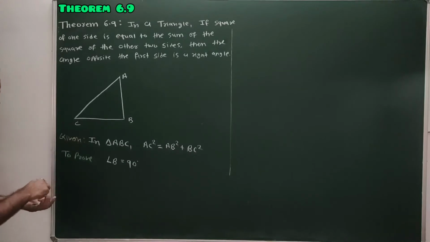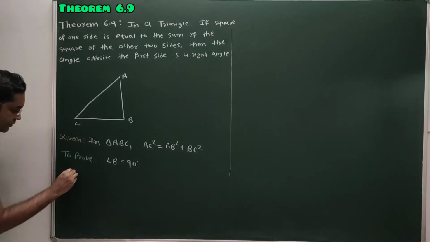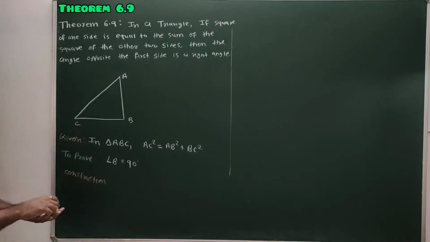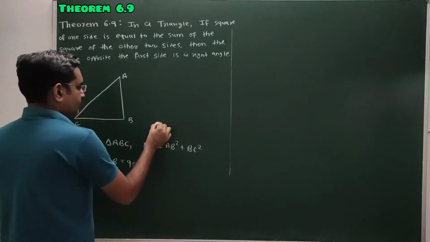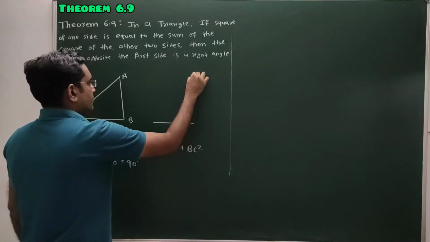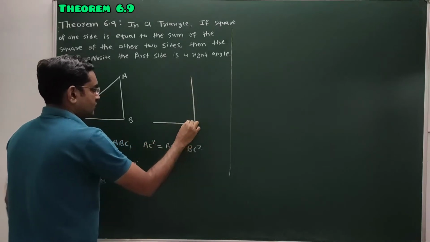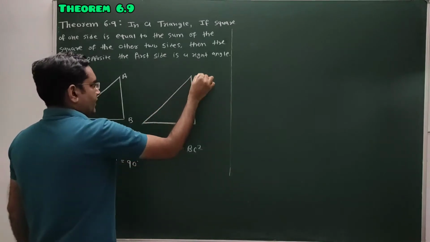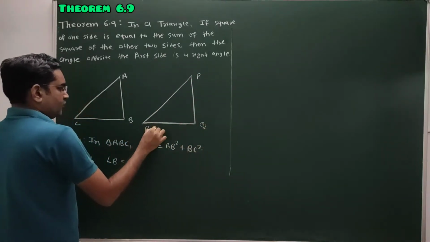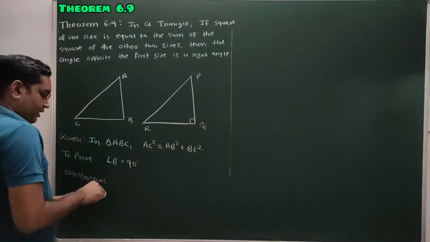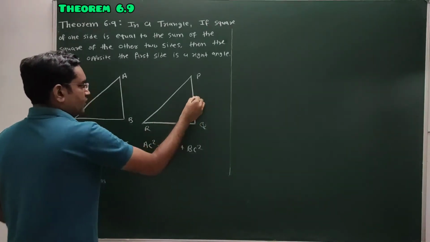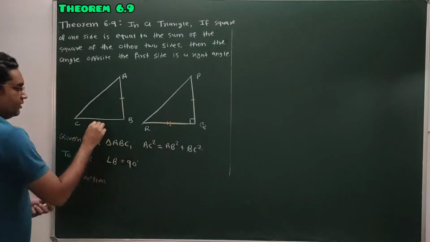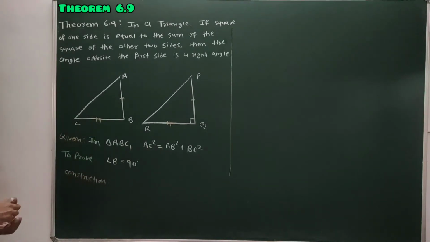Now for the proof of this theorem, we will do some construction, and we have to mention that construction also. So what is the construction? Draw one right angle triangle PQR, which is right angled at Q, and the measure of side PQ is equal to side AB, and the measure of side QR is equal to BC. That is our construction.